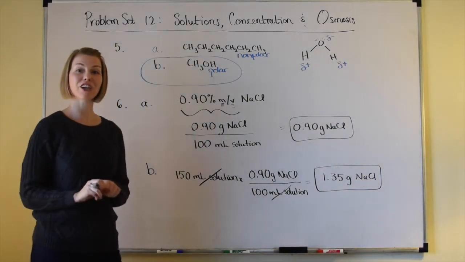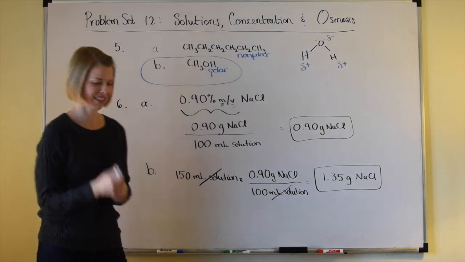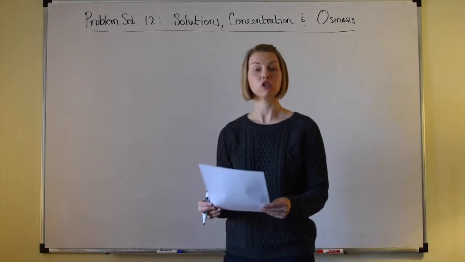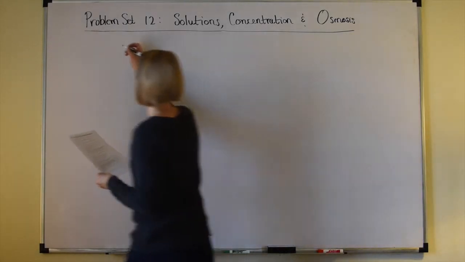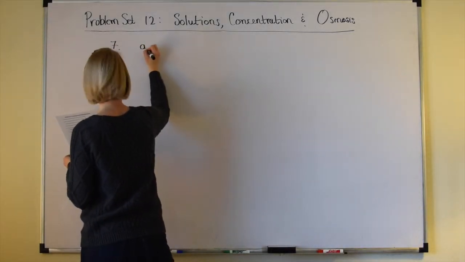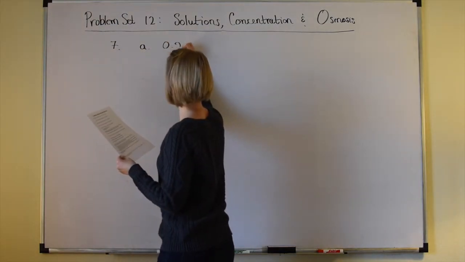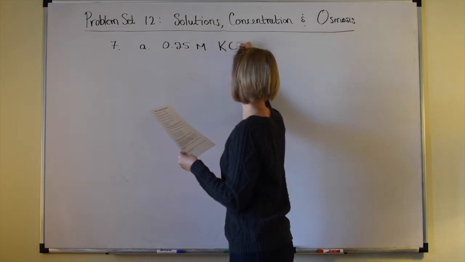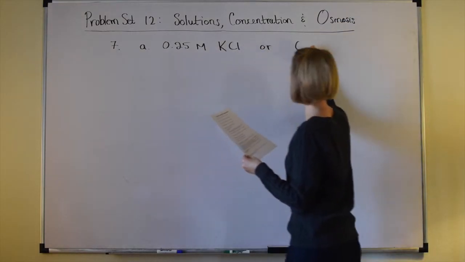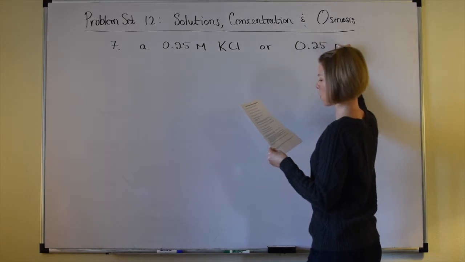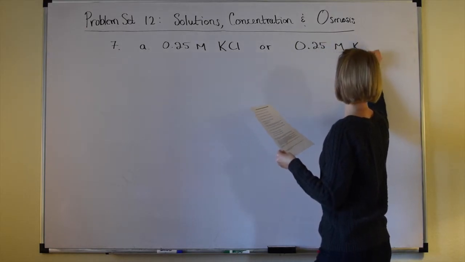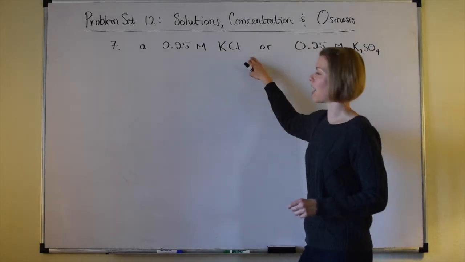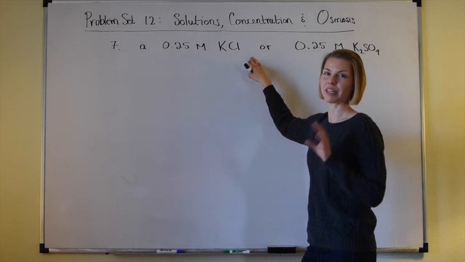Okay, let's go ahead and erase here and go on to number 7. Okay, number 7. Which of the following solutions has a higher osmolarity? A, 0.25 molar potassium chloride or 0.25 molar potassium sulfate.